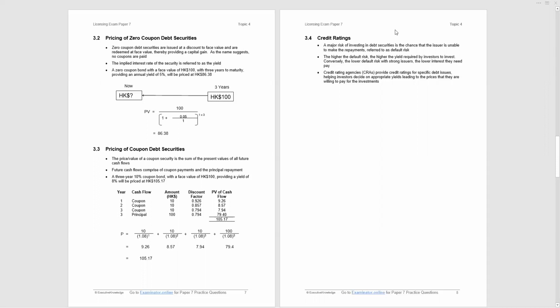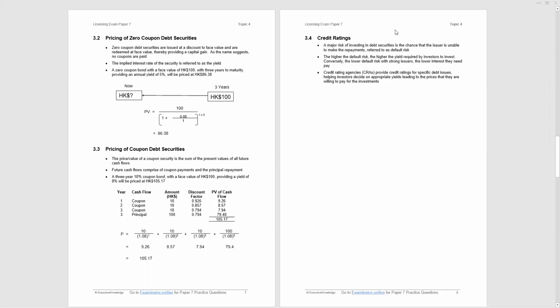So here's an example in section 3.2, the bullet point before the diagram: a zero coupon bond with a face value of 100 Hong Kong dollars with 3 years to maturity, providing an annual yield of 5%. We're being told it will be priced at 86.38. How is 86.38 arrived at?